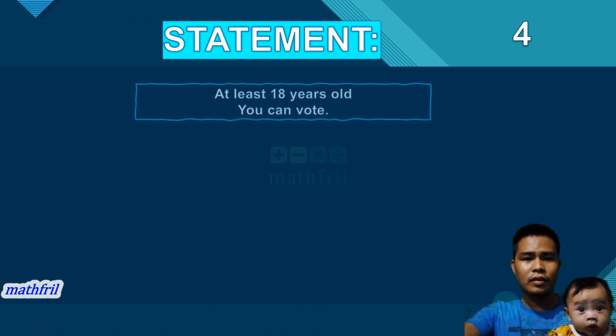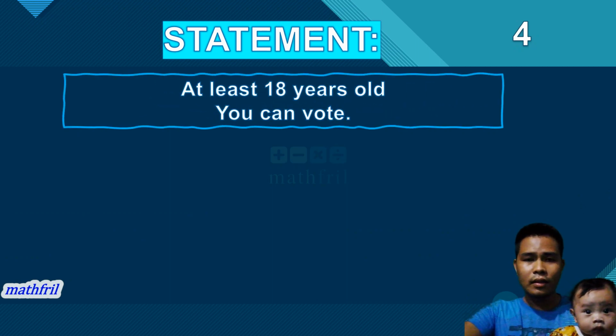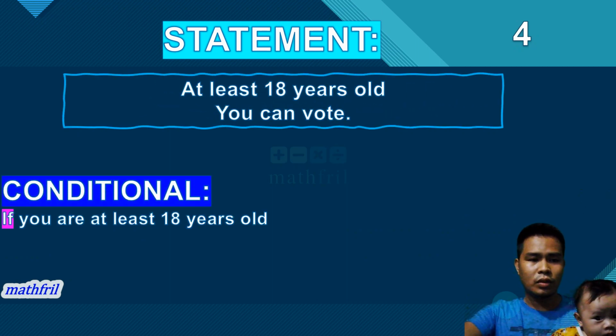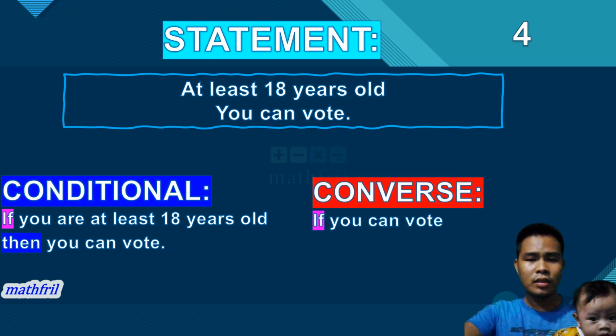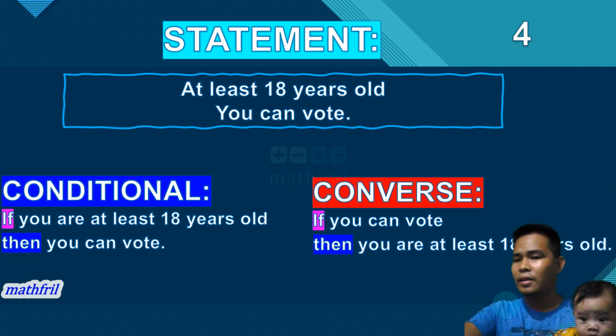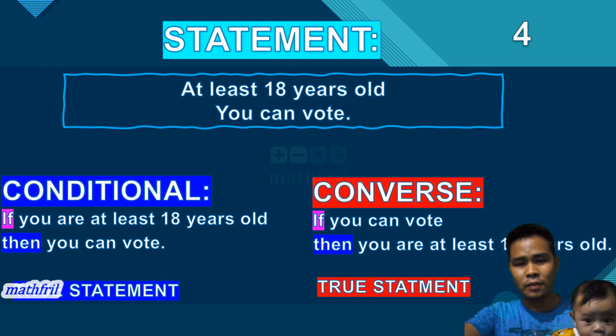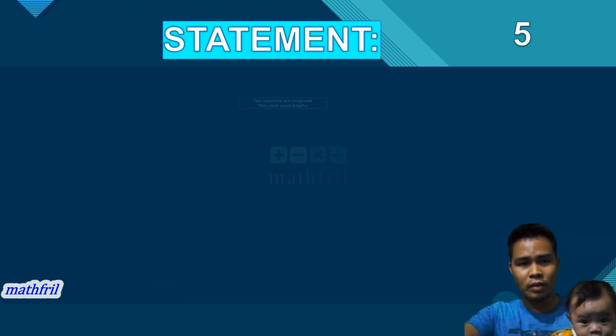Now let's have another statement. At least 18 years old, you can vote. If you're at least 18 years old, then you can vote. And the converse is, if you can vote, then you are at least 18 years old. True statement and a true statement.